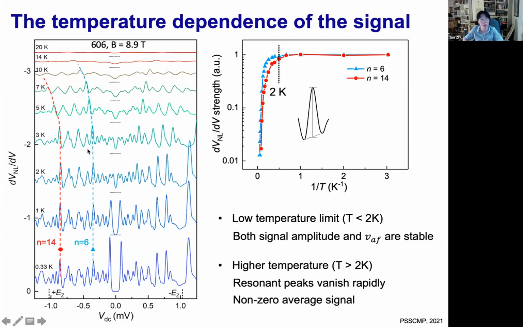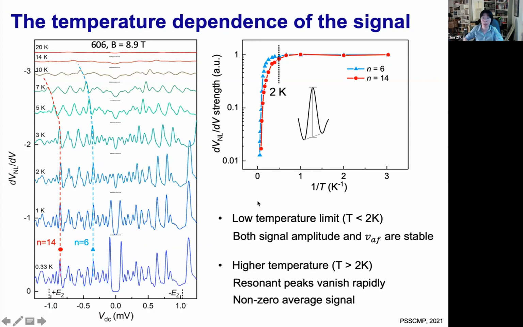Okay, all right. So dissipation, right? The magnons are losing coherence as we raise temperature, and we can see that by looking at the amplitude of the resonant peaks. You can see how fast they dive when we raise temperature above 2 Kelvin, right?